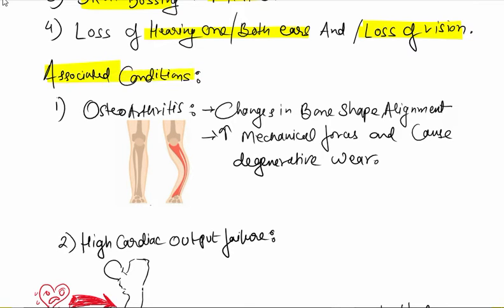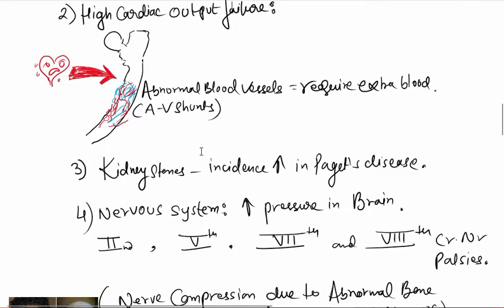Associated conditions are osteoarthritis. Why does this happen? So we can see here the bone is bent, so remodeling of bone. The mechanical forces are very uneven at the joint, so increased mechanical forces cause degenerative wear. High cardiac output. This is because of the abnormal blood vessels around this bone remodeling. So there are too many blood vessels, or we can say AV shunts. So the blood requirement in this specific place is too much, so there will be high output cardiac failure.